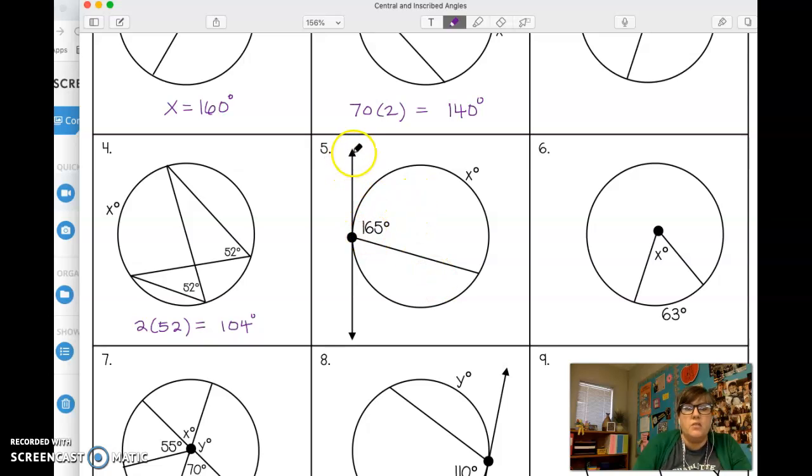So don't forget, on these ones that are a tangent line and a chord, we still treat that as an inscribed angle. So my angle is 165. To get to the arc, we have to double that. So 2 times 165 is 330. Maybe? Yep, well, I can still math. We're good. So that would be 330 degrees.